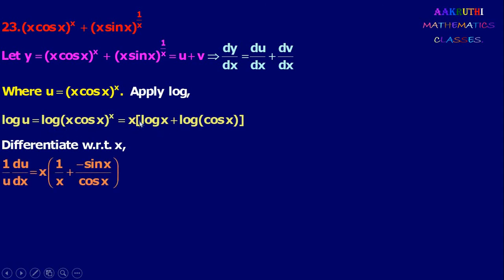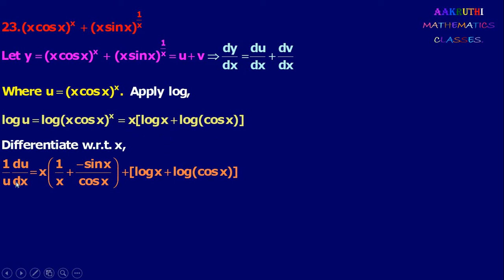Now differentiate with respect to x, we get log u differentiation is 1 by u into du by dx. And here again it is uv rule, write x as it is, and log x plus log of cos x is second function. So log x differentiation is 1 by x, and log of cos x differentiation is 1 by cos x, and cos x differentiation is minus sin x. So therefore it is minus sin x divided by cos x. Write second function log x plus log of cos x as it is, and x differentiation is 1.